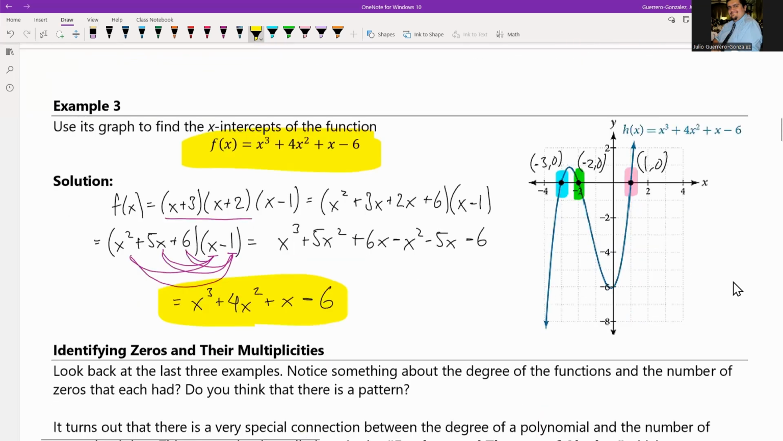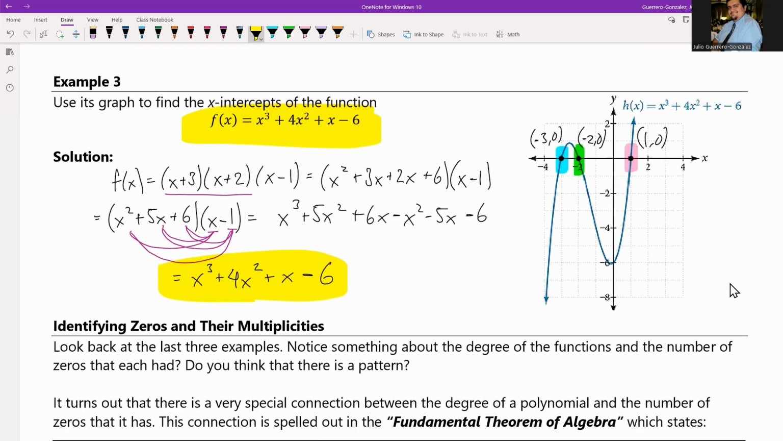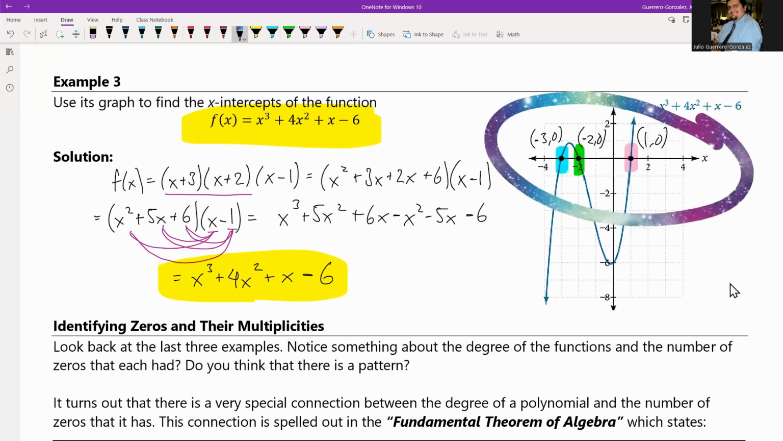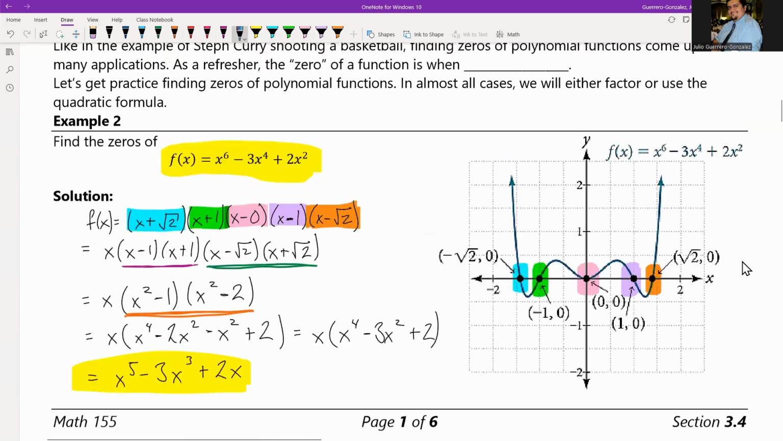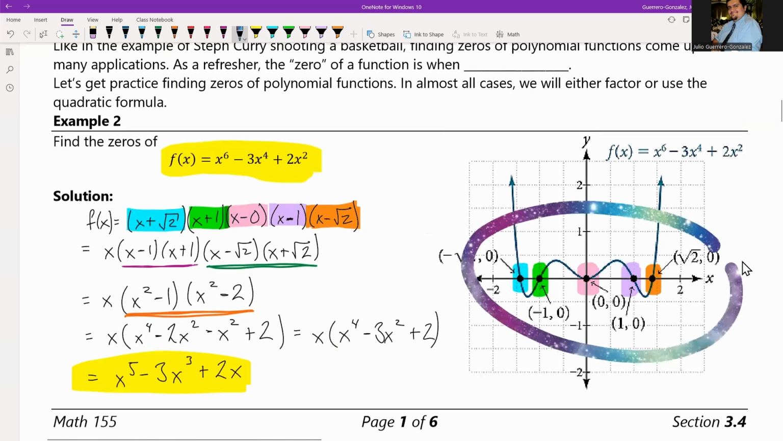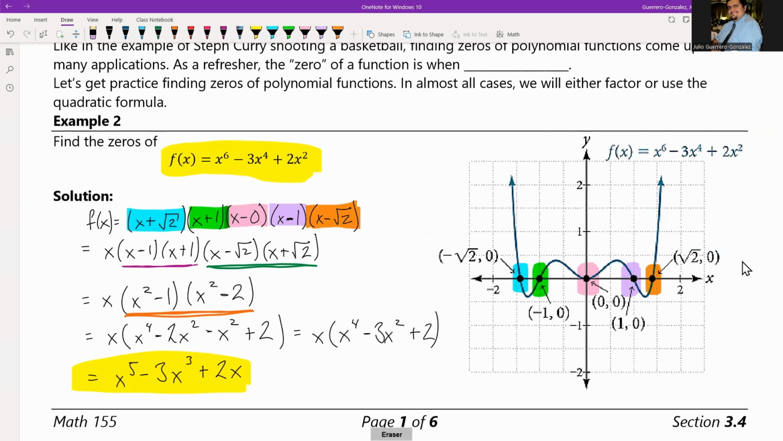Now, I want everybody to take a look at this. This is what I'm going to cover in a little bit. Notice all of these zeros, all of these x-intercepts that we found. I want everybody to look at those x-intercepts. One of them is not like the others. So pause the video and go back to the notes and look at them. And I'm going to give you guys the answer right now.